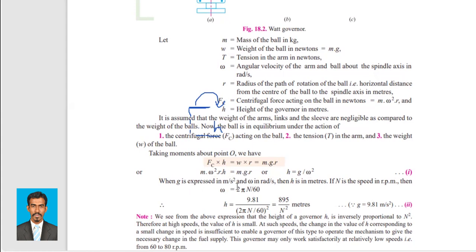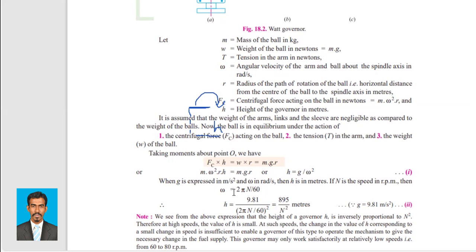When g is expressed in meter per second squared and omega in radian per second, then H is in meters. We know g is gravitational acceleration, a particular value, 9.81 meter per second squared. H we have to find. Omega is angular velocity, so omega can be replaced as 2 pi N by 60. Here 2 is a numerical value, pi is a numerical value, 3.14, and 60 is again a numerical value. So the only variable is N.